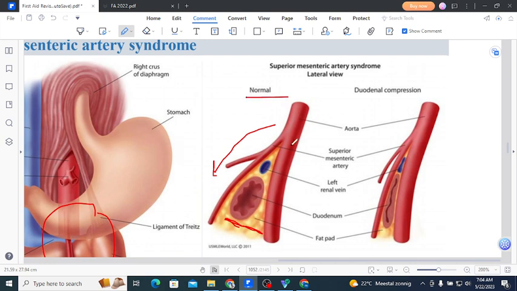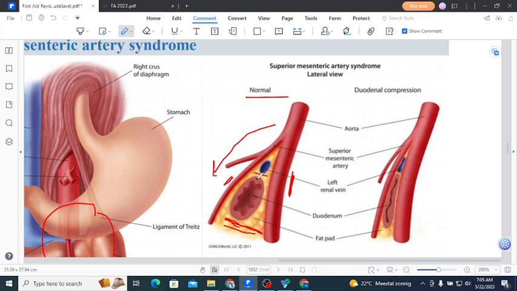So in the cut section of this region, when it is depicted over here, you can see that in a normal person, the superior mesenteric artery is traversing over the third part of the duodenum, and between the superior mesenteric artery and the abdominal aorta, we have the duodenum, the left renal vein, and the yellow thing that is present between them is the fat pad. The fat pad protects the duodenum and the left renal vein from being compressed by the superior mesenteric artery.